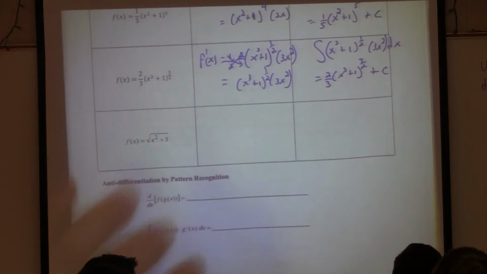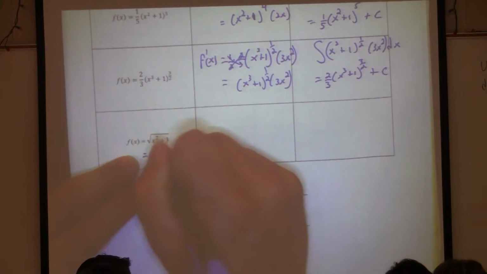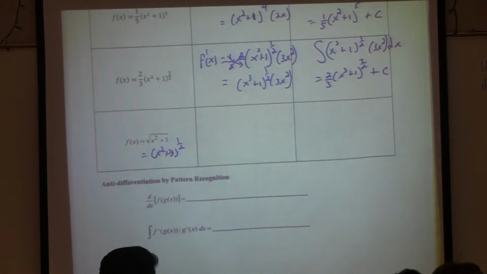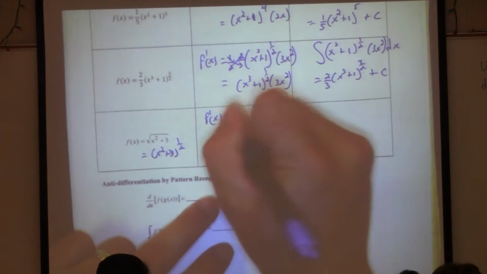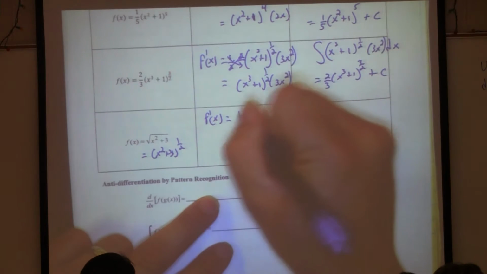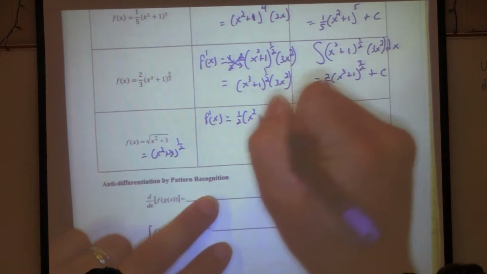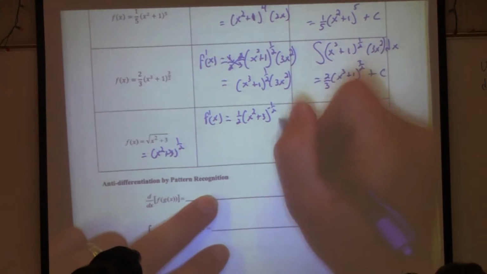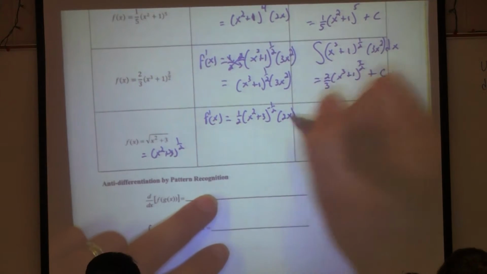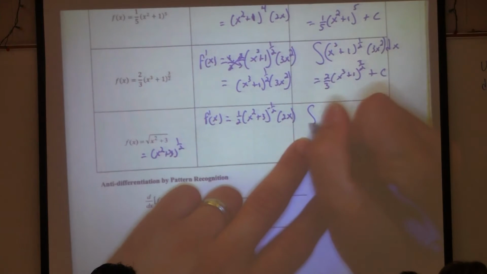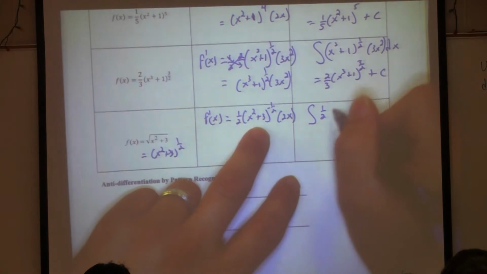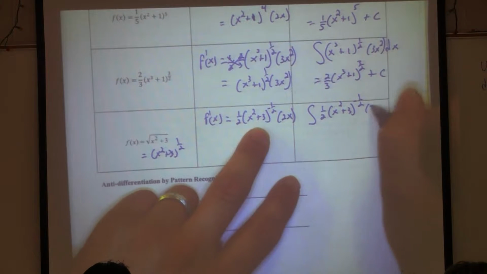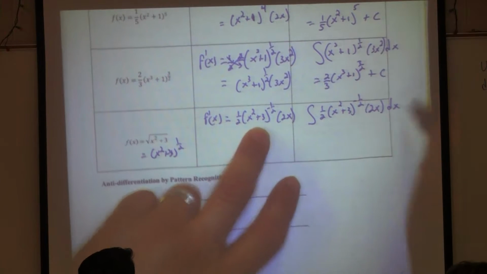All right, the last one here. What is this the same thing as? (x squared plus 3) to the half, okay. So what would its derivative be? 1/2 (x squared plus 3) to the negative half times 2x. Now let's get the integral of that: 1/2 times (x squared plus 3) to the negative half times 2x dx.